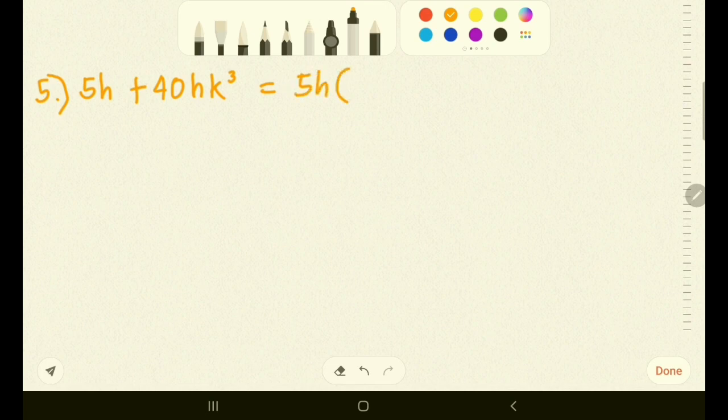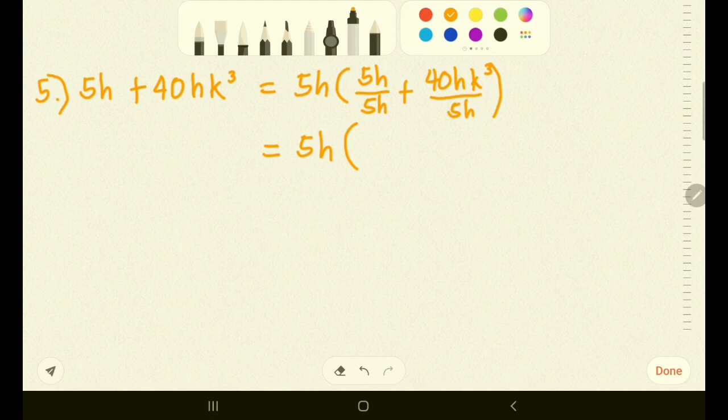You factor 5h from the two terms. So, you divide each term: 5h divided by 5h plus 40hk cubed divided by 5h. 5h divided by 5h is 1. Plus 40 divided by 5 is 8. h divided by h is 1 also. 8 times 1 is 8. And then k cubed.